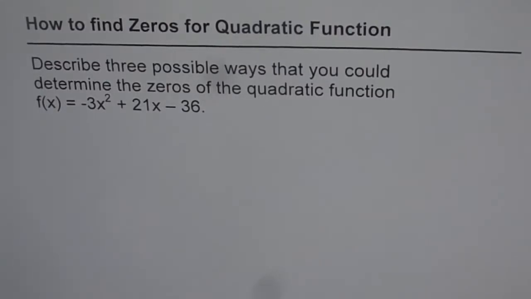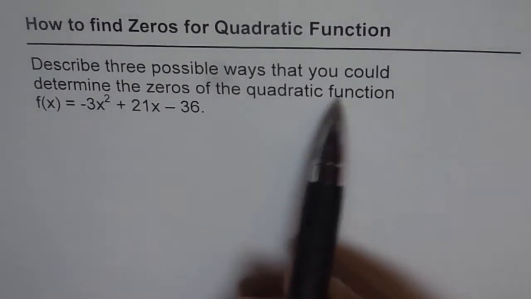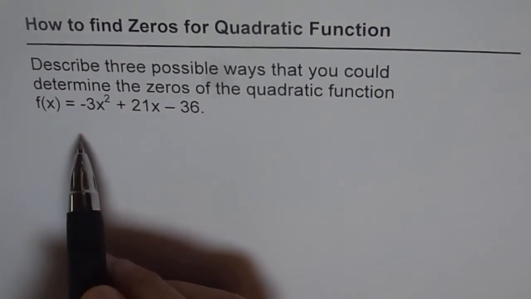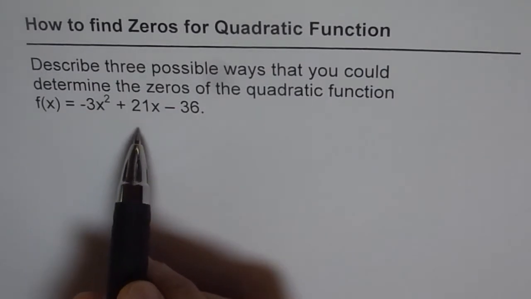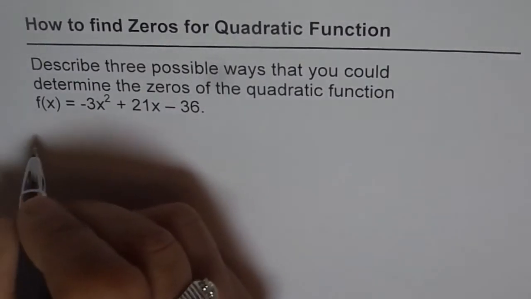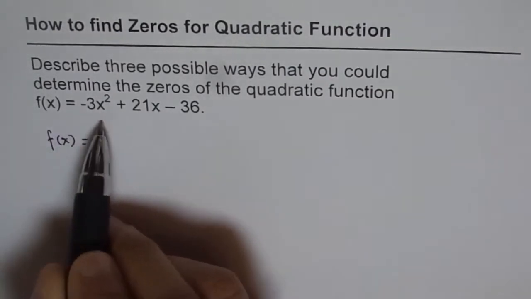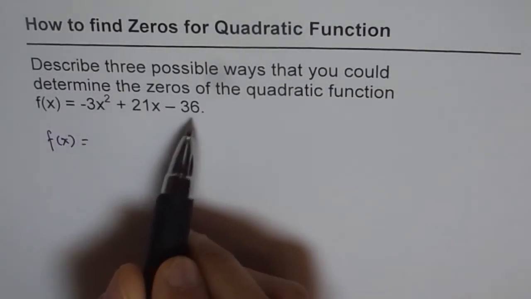How to find zeros for a quadratic function? Describe three possible ways that you could determine the zeros for the quadratic function f of x equals minus 3x squared plus 21x minus 36. So let's look into this function, f of x equals minus 3x squared plus 21x minus 36.